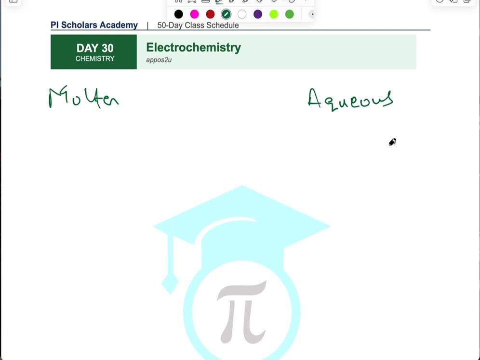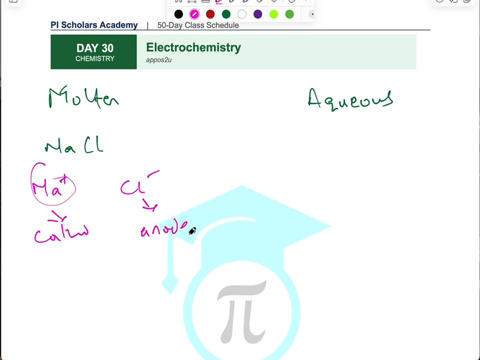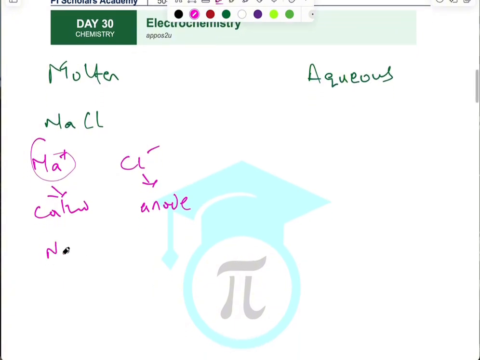You see, if you're dealing with molten electrolyte, it is very, very simple and straightforward. So for instance, I'd already given you NaCl earlier. NaCl in the molten state, the only thing you have to consider are Na+ and Cl-. So Na+ will go to the cathode, and chlorine will go to the anode. And so what will happen at the cathode is that you have Na+, which will become Na by gaining one electron. In the case of chlorine, chlorine is going to become chlorine gas.